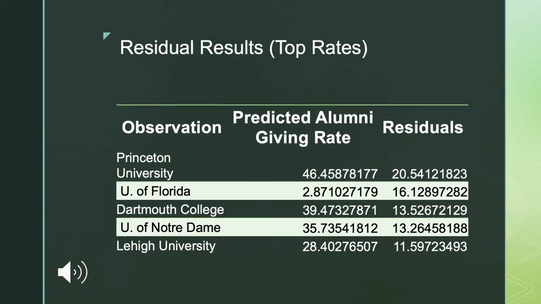Now we get to the fun part, our results. Here are our residual results. These are our top 5 colleges and universities who are benefiting from 1, high graduation rates, and 2, high student to faculty ratios. They are, and you'll see them in order, Princeton University, the University of Florida, Dartmouth College, the University of Notre Dame, and Lee University.